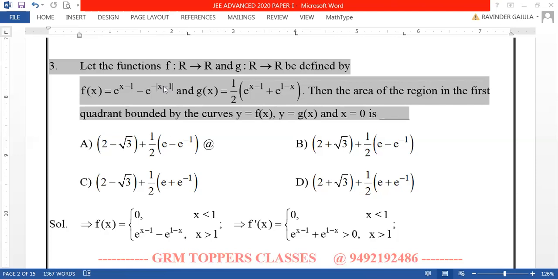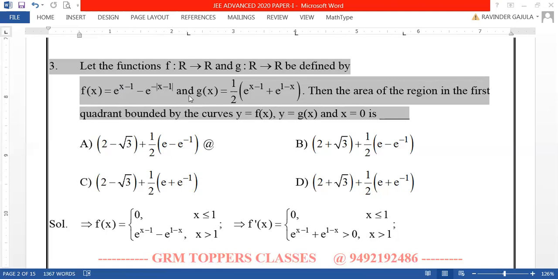Right? When x minus 1 is less than 0, this mod of x minus 1 will be taken by minus of x minus 1, minus of minus becomes plus. Therefore, f of x is 0 for x less than or equal to 1. Why? Because when it is less than or equal to 1, it is minus of x minus 1, and minus of minus becomes plus. Right? So this is e power x minus 1, and this is also e power x minus 1. E power x minus 1 minus e power x minus 1 becomes 0. Therefore, it is 0 for x less than or equal to 1.